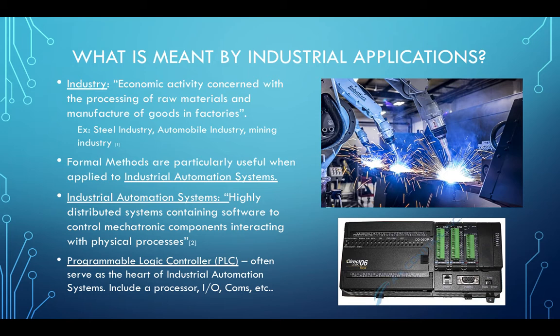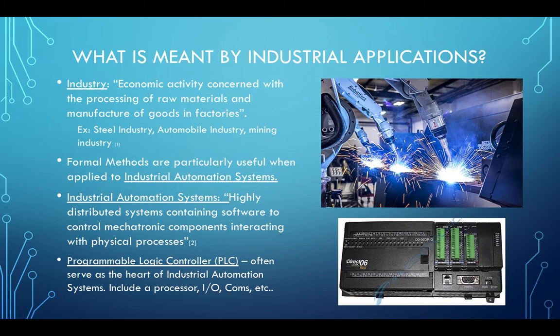So formal methods are naturally useful in industry, as basically all forms of industry have pretty stringent requirements for safety and reliability. And at the heart of these industries, you'll often find industrial automation systems, which are highly distributed systems containing software to control mechatronic components that interact with physical processes. And a good example of an industrial automation system is pictured to the right.